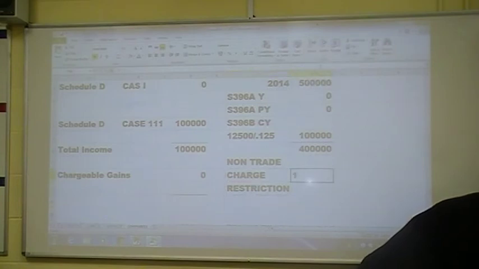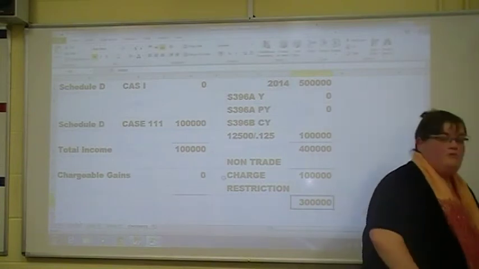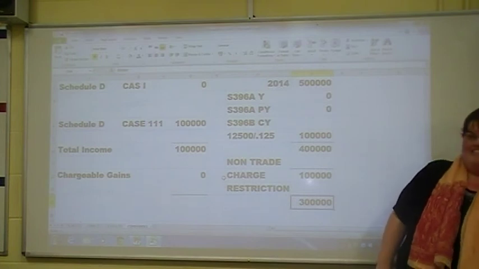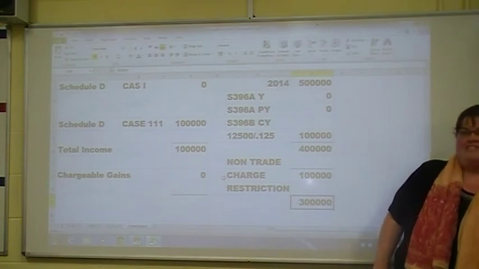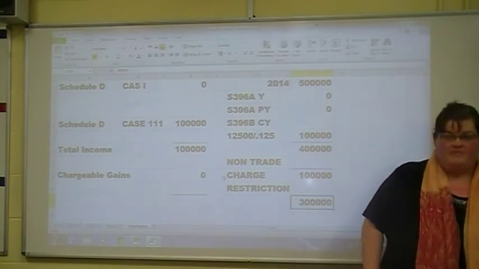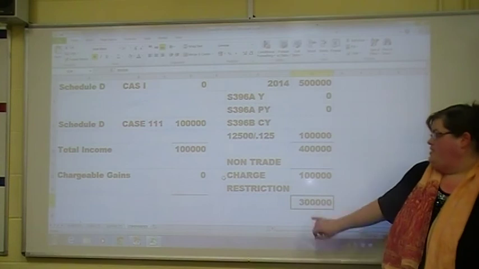Which is 100,000, which brings our loss down to 300,000. That would have been what it would have been if we'd done it without the non-trade charge. And this is the income and tax. So that's your section 396. Your balance carried forward is 20,000.